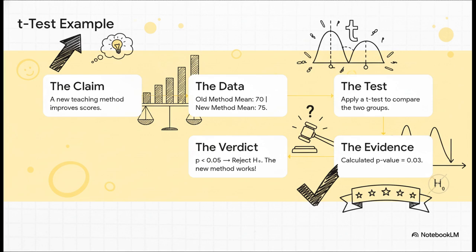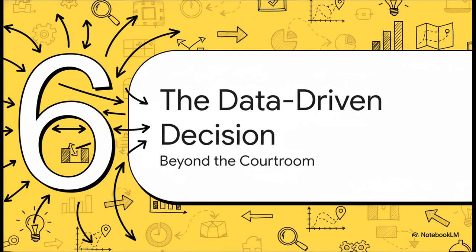So, what's the verdict? Well, since 0.03 is less than our 0.05 line in the sand, we reject the null hypothesis. The evidence is statistically significant. It looks like the new method really does work. So we reached a verdict in our school case study, which is great, but the real power here isn't just about one trial. It's about taking this whole way of thinking and applying it everywhere.